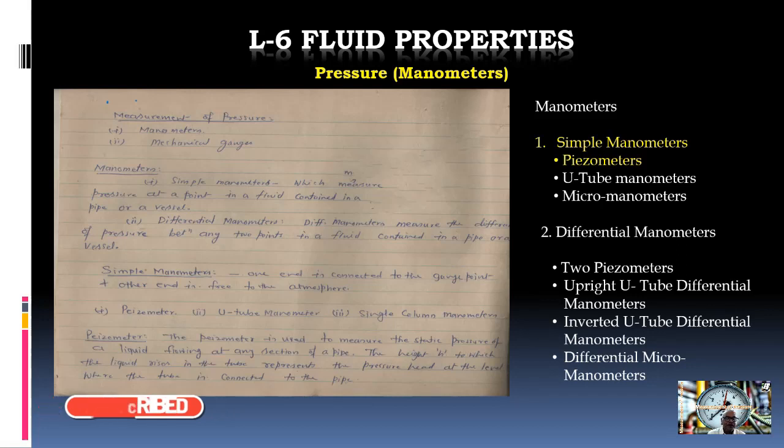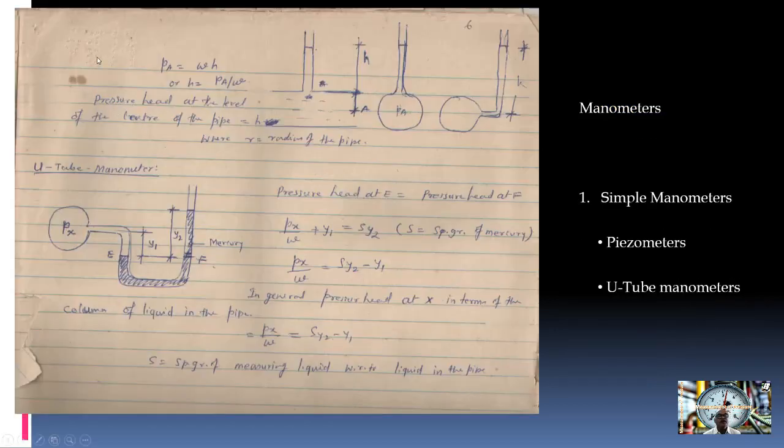The piezometer is used to measure the static pressure of a liquid flowing in any section of a pipe. The height h to which the liquid rises in the tube represents the pressure head. Already we have talked about the pressure head, that is h is equal to P by W, at the level where the tube is connected to the pipe. So here PA is equal to W H. Already we have proved this in my last lecture. So H is equal to P by W. PA is equal to W into H and H is equal to PA by W.